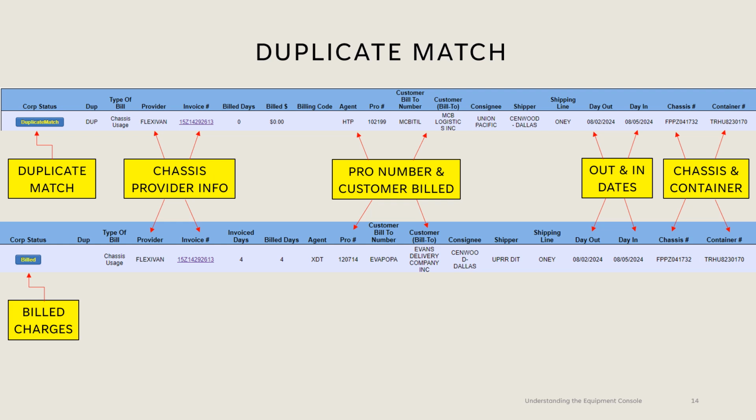We can see the same chassis provider, the same invoice number, the same in and out dates, same chassis, and same container. So this is just a situation where the equipment console matched these charges up based on this duplicate information. Both agents have entered the same usage for chassis in the agent portal, and that's how these charges were matched. After HTP went in and marked their load as a duplicate, the charges were billed under the correct pro to the correct customer.